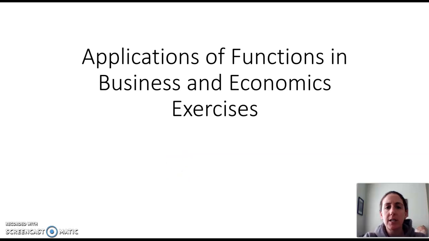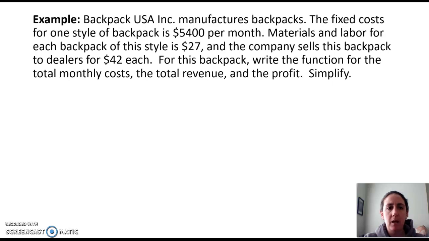Let's go over the solutions to applications of functions in business and economics exercises. So for example, Backpack USA Incorporated manufactures backpacks. The fixed cost for one style of backpack is $5,400 per month. That means it costs about $5,400 per month to run the operation for utilities, rent, salaries that automatically have to be paid, electric bills, stuff like that.